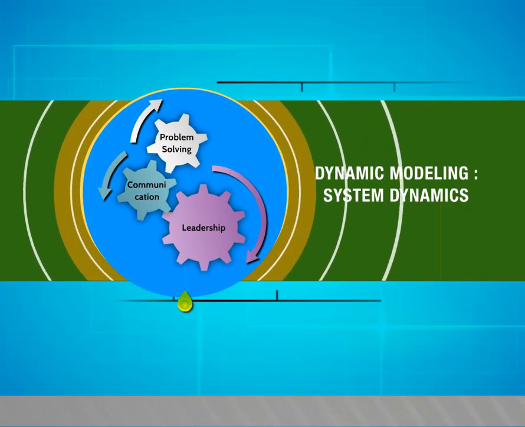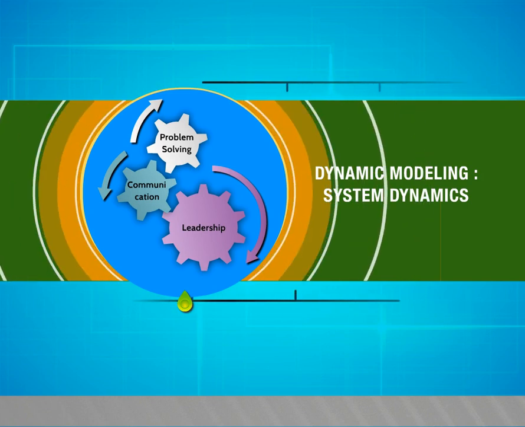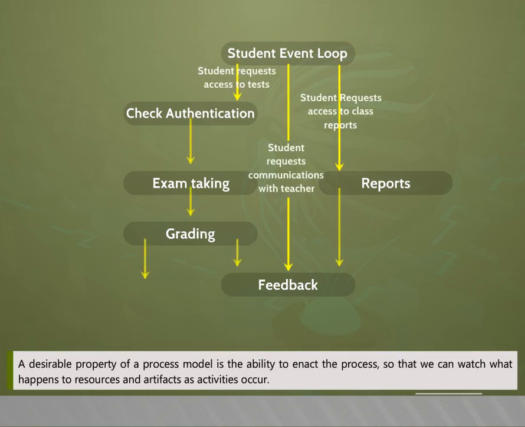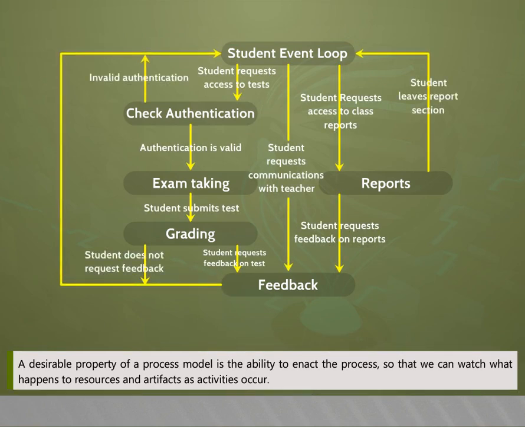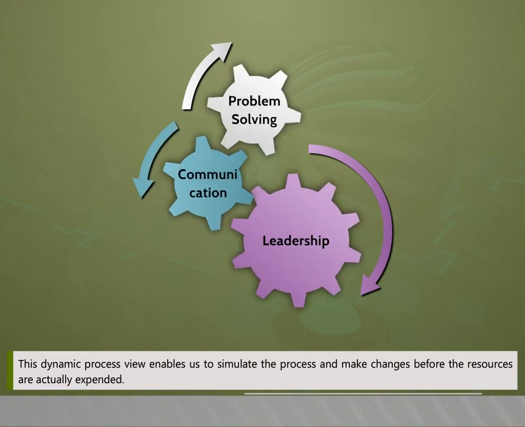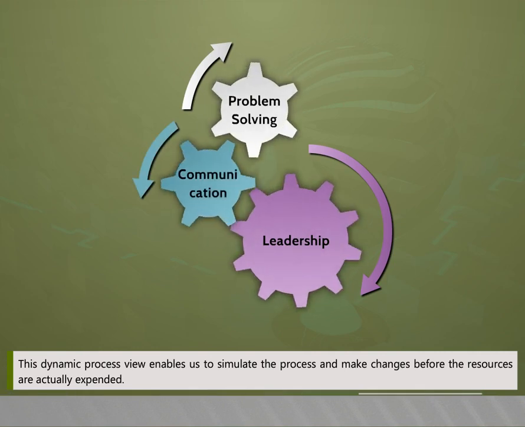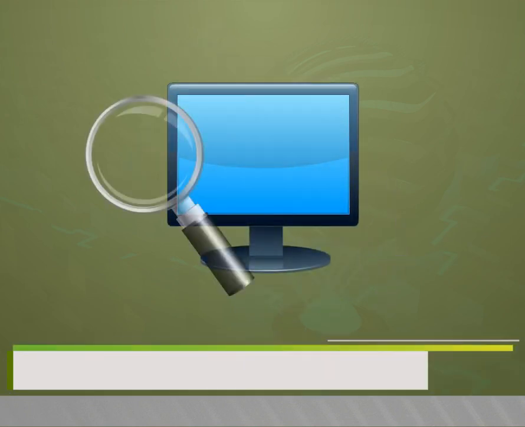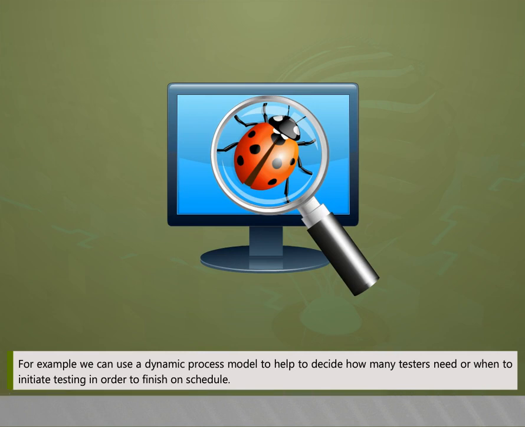Dynamic modeling, system dynamics. In this video, we are going to see about dynamic modeling, system dynamics. A desirable property of a process model is the ability to enact the process so that we can watch what happens to resources and artifacts as activities occur. This dynamic process view enables us to simulate the process and make changes before the resources are actually expended. For example, we can use a dynamic process model to help decide how many testers are needed or when to initiate testing in order to finish on schedule.